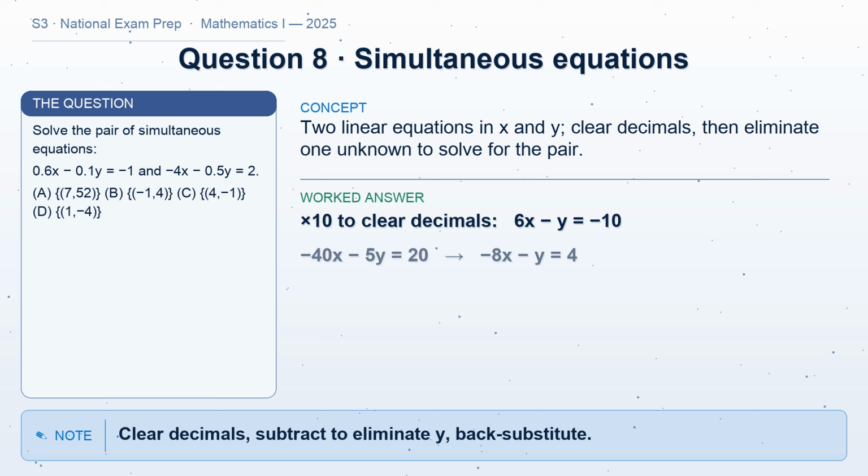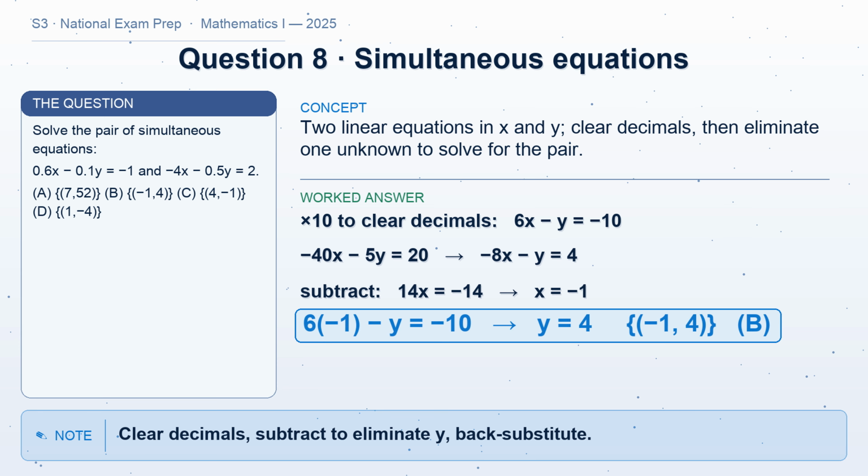Multiplying the first by 10 gives 6x minus y equals minus 10. The second times 10, then divided by 5, gives minus 8x minus y equals 4. Subtracting one from the other removes y, giving 14x equals minus 14, so x is minus 1. Putting that back, y is 4. The solution is the pair minus 1 and 4, option B.